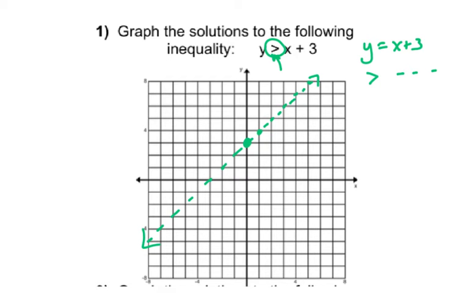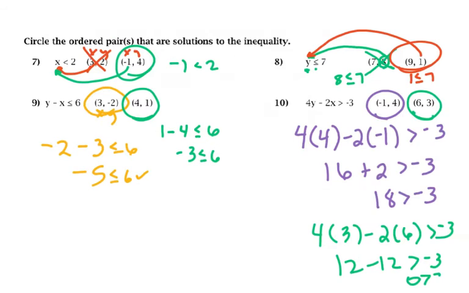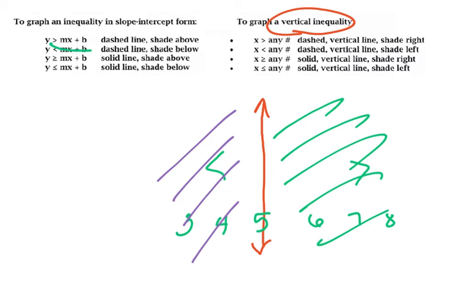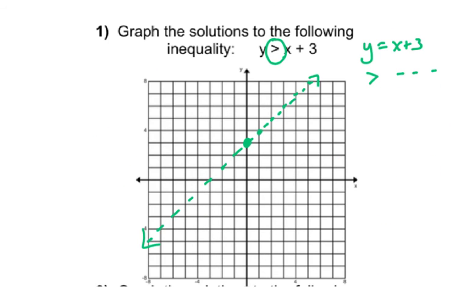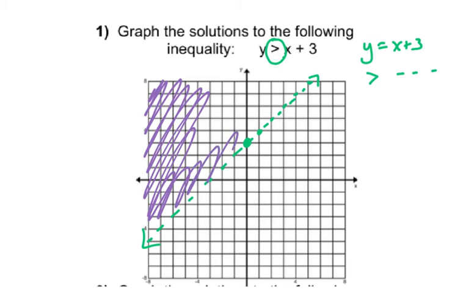Now we're not done. That's not it, because where are my solutions? It says y is greater than, so I want all of the numbers that are greater than x plus 3. So all the ordered pairs. So the way you determine that is, remember back here, we said if it's greater than, you're going to shade above the line. So that's what I'm going to do. I'm going to shade above the line. So I'm going to get my pencil and I'm going to shade all of this area that's above the line.